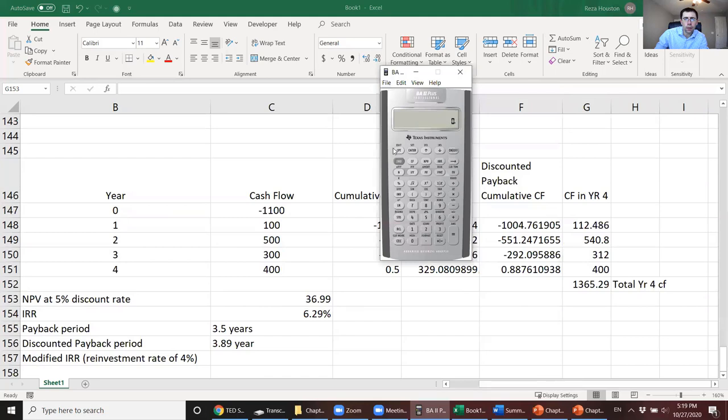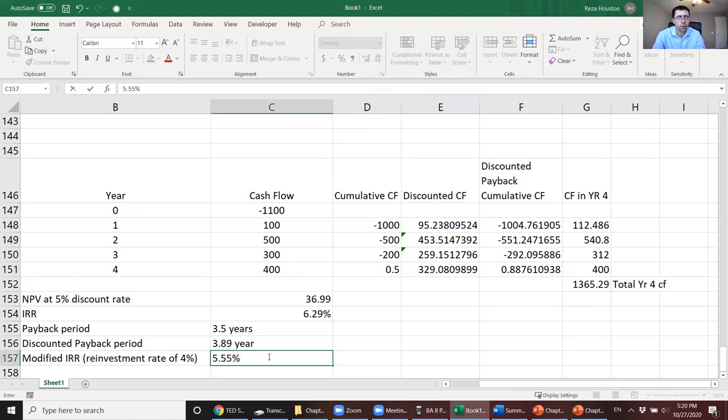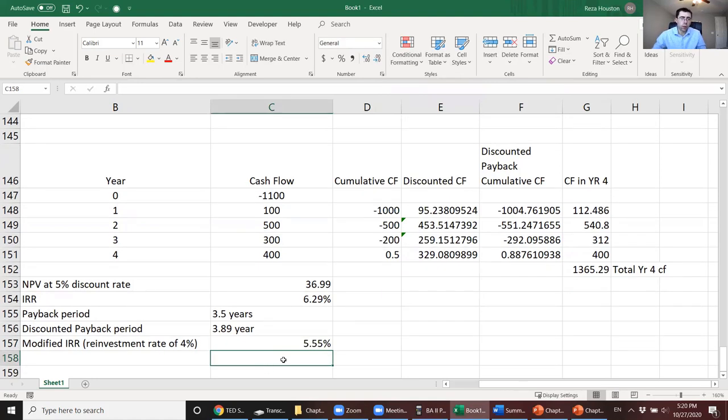First let me clear our time value of money buttons. We're going to take that 1,365.29 and set that as our future value. Our present value is the initial cash flow of -1,100. We have payments of 0 and an N of 4. And lastly, we compute our I/Y. So here, our interest rate, our yield would be 5.55%. So there we go. We just used all 5 of those techniques on the same problem.